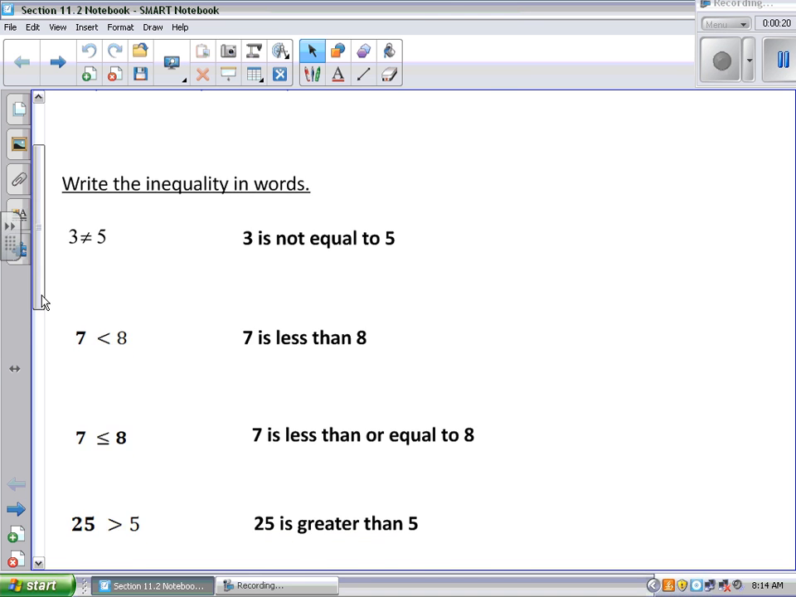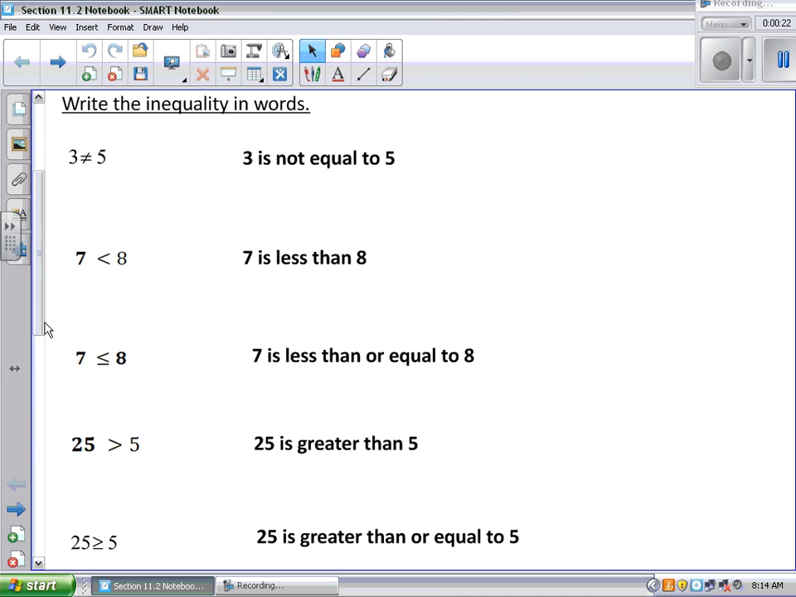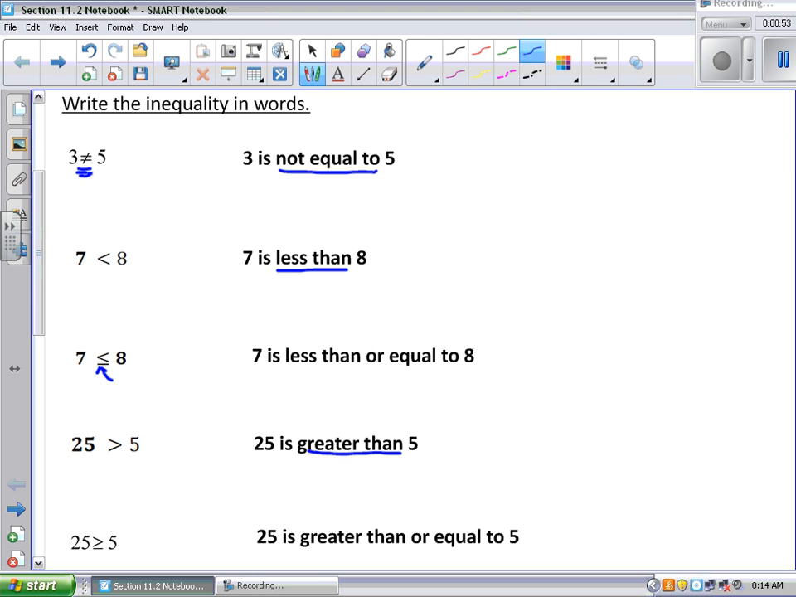So just to go over some of the symbols that we use, 3 is not equal to 5. The equal sign with a line through it means not equal to. 7 is less than 8, or 7 is less than or equal to 8. When we put the little line under the inequality symbol, that gives us equality as well as inequality. 25 is greater than 5, and 25 is greater than or equal to 5 because, again, we have that little line there.